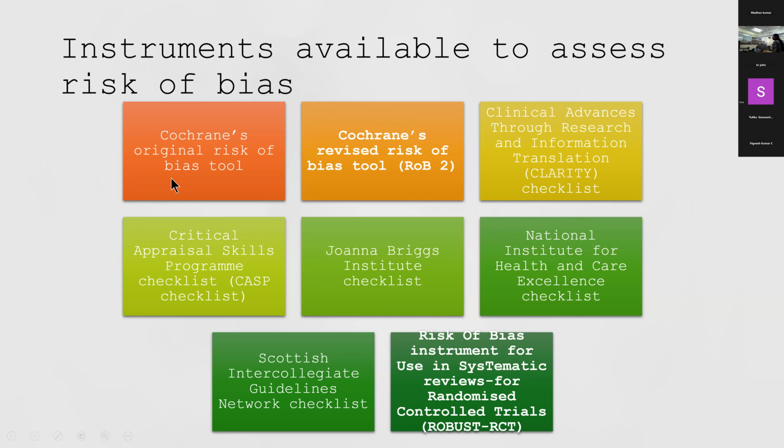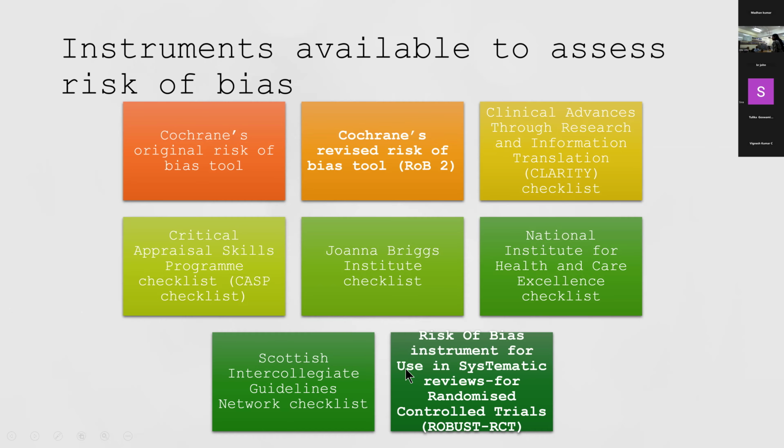Common ones which we know are Cochrane's original risk of bias tool, and we have a revised version of it which is called the ROB2 tool. Other checklists are the CLARITY checklist, the CASP checklist, which all our postgraduates are very comfortable using. We have the Joanna Briggs Institute checklist. There's a National Institute for Health and Care Excellence checklist. There's a Scottish Intercollegiate Guidelines Network checklist.